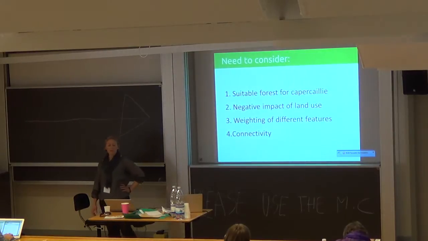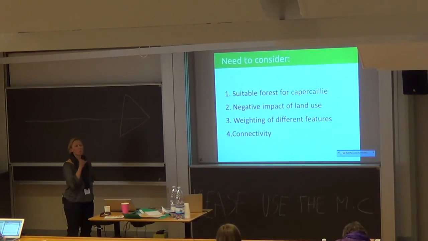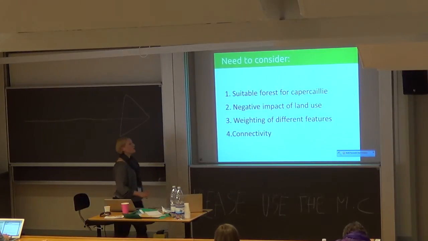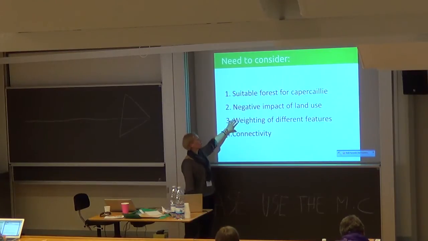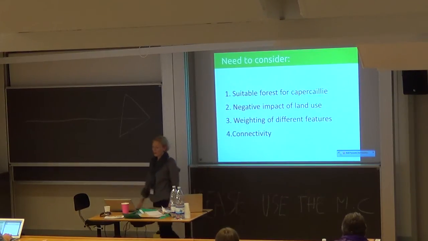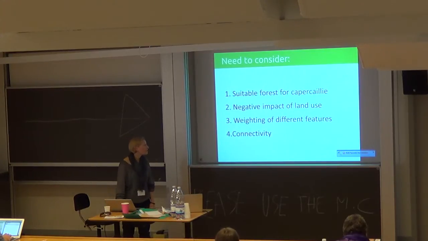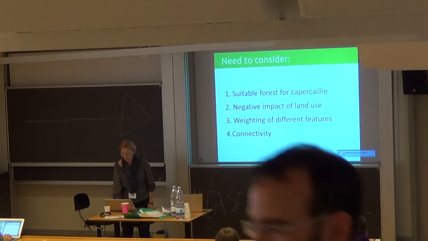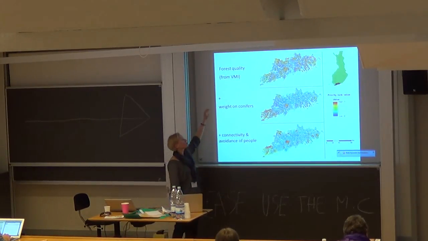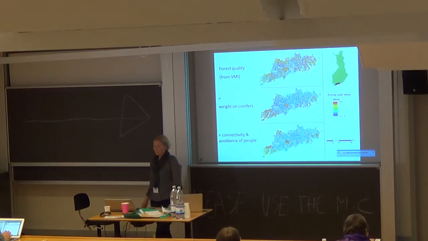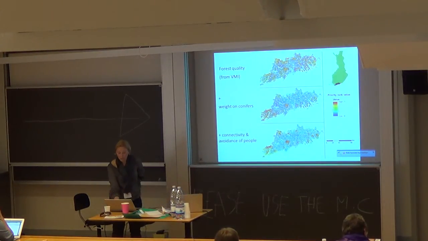And here the idea was to try to identify the suitable forests for capercaillie, and try to identify the negative impact of land use. There was the idea of trying to weight between different features, so there were different input features from the forestry data, and as capercaillies like conifer forests, conifer forests were weighted more in the analysis. And also connected landscapes are quite appreciated by the bird, so connectivity needed to be taken into account. And there was a set of different forest quality measures from national forest inventories as spatial data. Then the weight on conifers was applied, and then connectivity and avoidance of people with the National Population Registry was included in there.